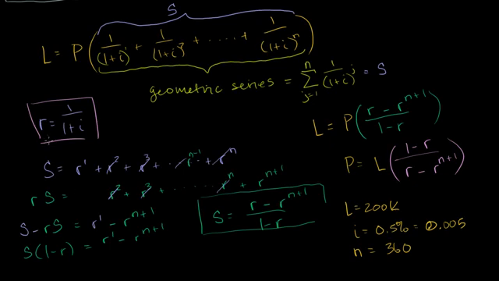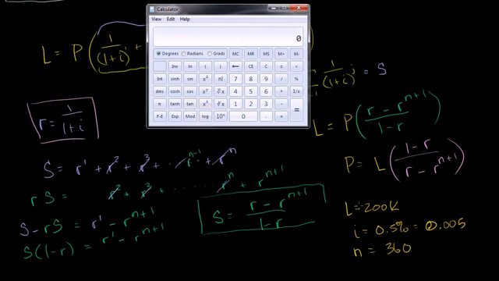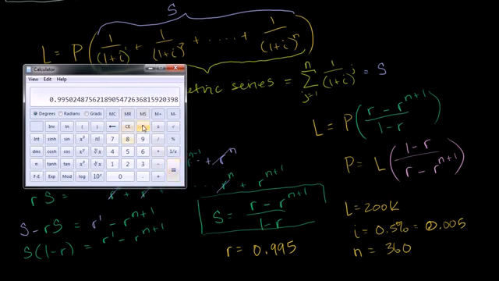So the first thing we want to do is figure out what our r value is. So r is 1 over 1 plus i. So it's 1 divided by 1 plus 0.005. That's what our monthly interest is, 0.5%. And close parentheses, and that is equal to 0.995. That's what our r is equal to. Let me write that down, 0.995. Now, this calculator doesn't store variables, so I'll just write that down here. So r is equal to 0.995. We just used that right there. I'm losing a little bit of precision, but I think it'll be OK.